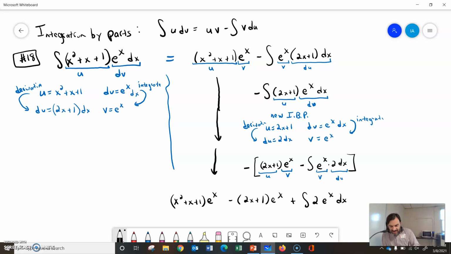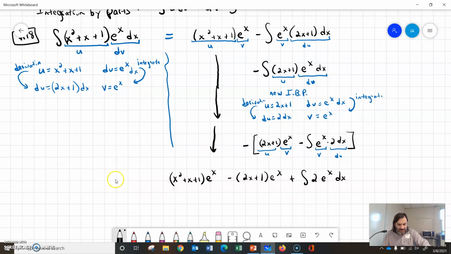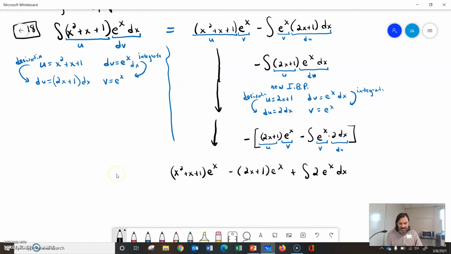Now the nice thing about this is we've finally gotten to a place where we don't need an integration by parts again. Okay, we can go ahead and say the integral of 2 e to the x is itself 2 e to the x. The 2 carries as a coefficient, and the e to the x derivative, integration is itself.